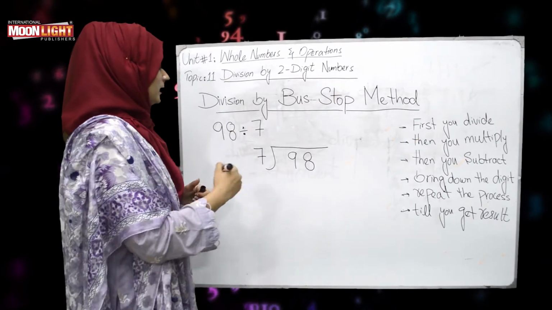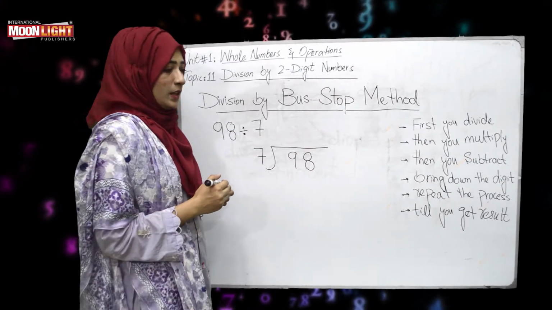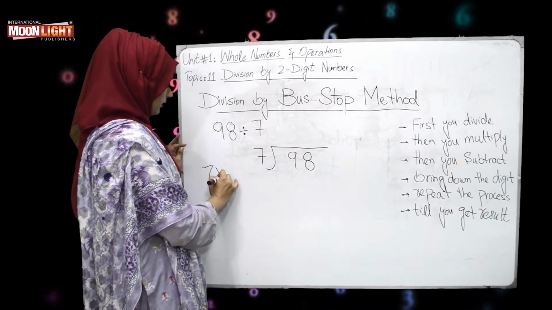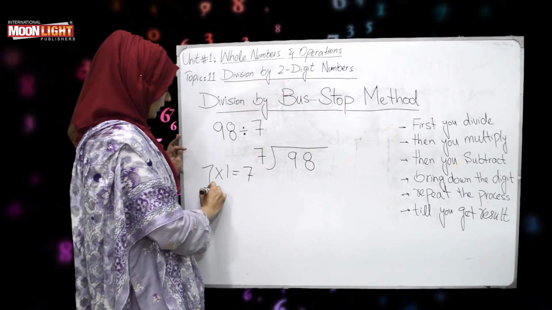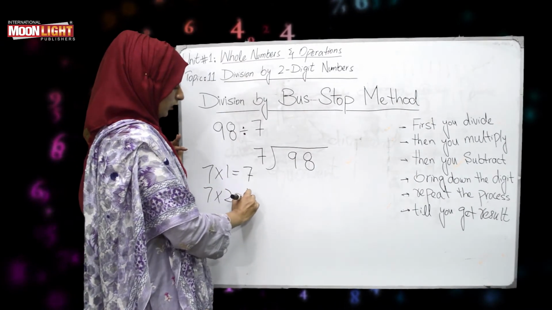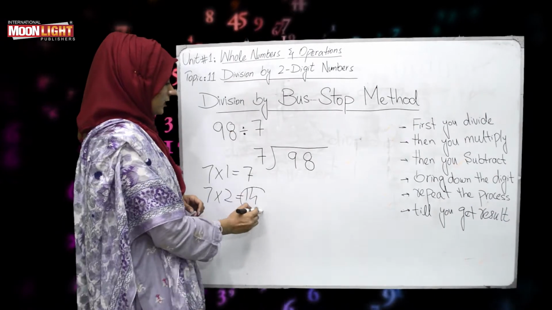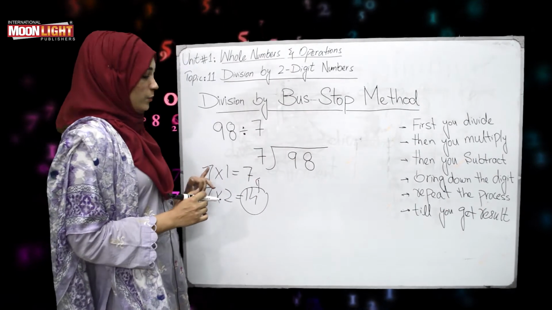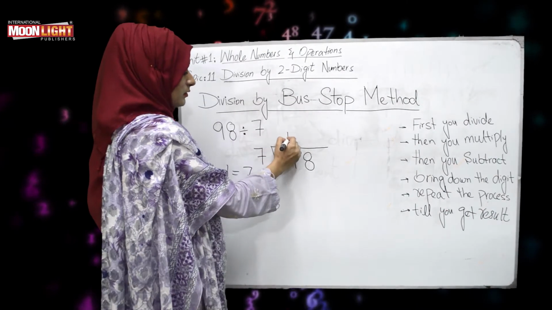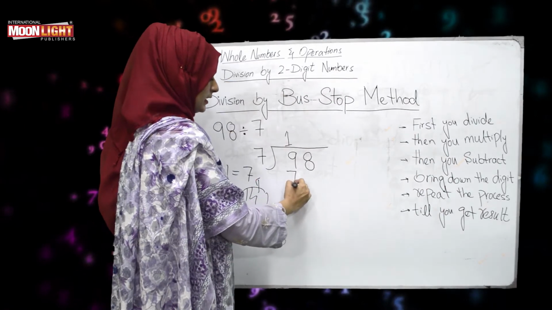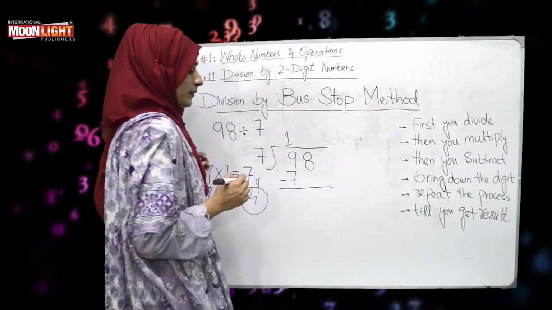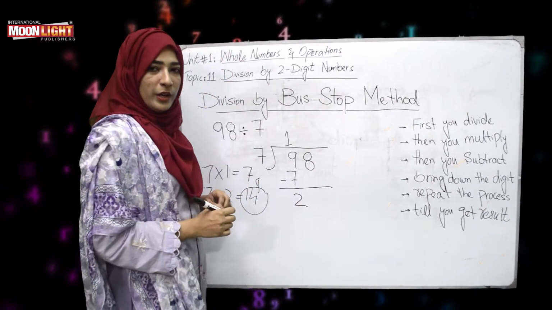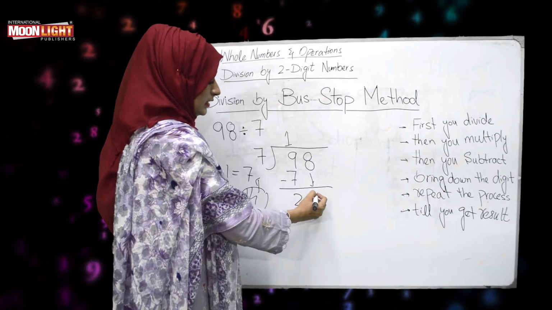Now first divide the 9 by 7. Read the table. As you know that 7 once is equal to 7. 7 2 times is equal to 14. As you can see, 14 is greater than 9, so we cannot use it. Let's go back and use 7 once is 7. Now subtract it, we will get 2. Bring down the digit 8 down as it is.